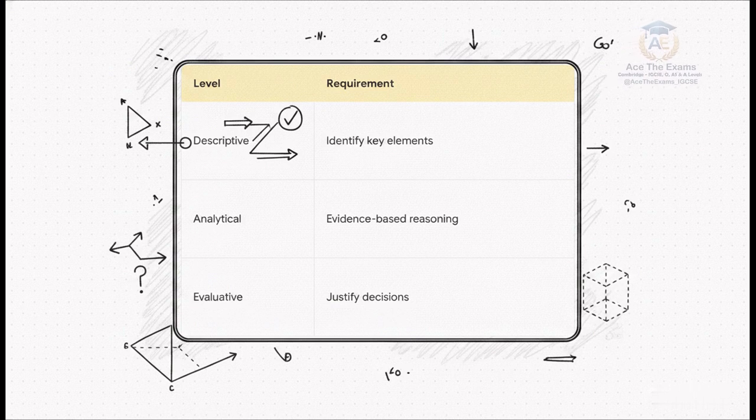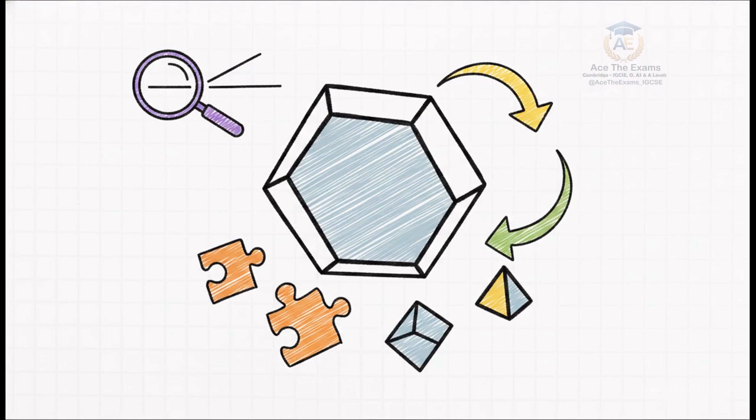Some move to the analytical tier by showing their working and reasoning clearly. That gets you into the B and A territory. But the top-scoring candidates, the ones hitting those high A stars, they reach the evaluative level. They understand how vector geometry integrates with other syllabus areas, like trigonometry or simultaneous equations. They justify exactly why they chose a specific path through the vector diagram to solve the problem, rather than just guessing. Top-scoring candidates actively demonstrate this evaluative thinking.